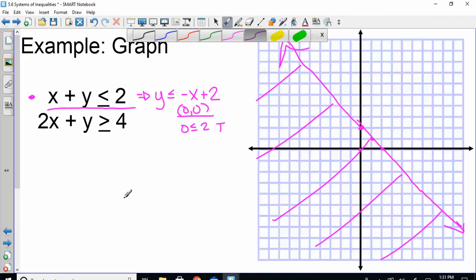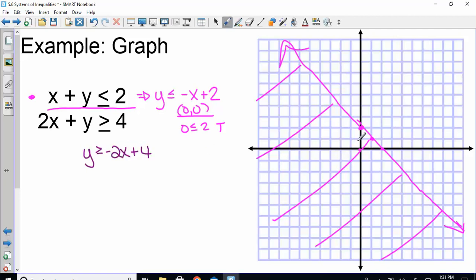All right, so let's do the second one the same way. We need to get y by itself. So if we graph it, we have a y-intercept of 4, slope of -2, so down 2 over 1. Solid or dashed? Solid, because it has the equal to, excuse me. Okay.